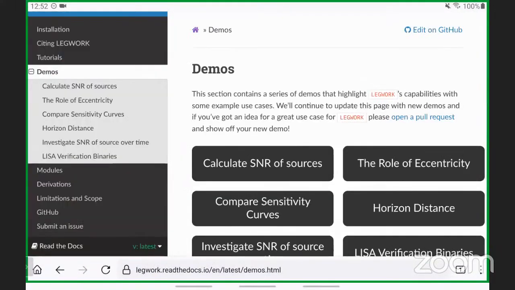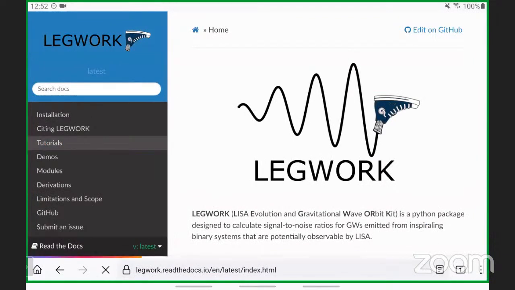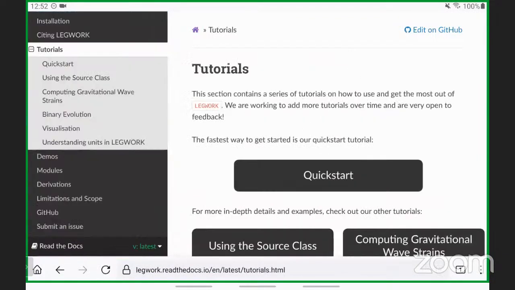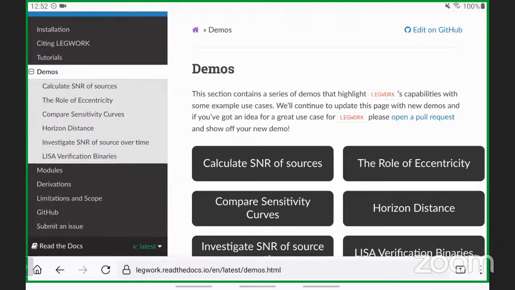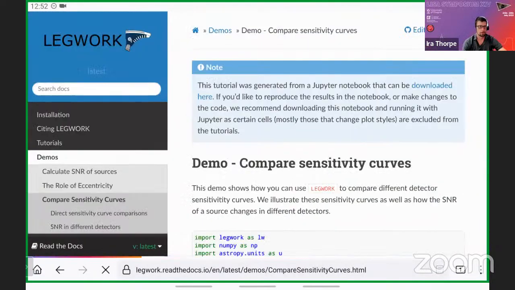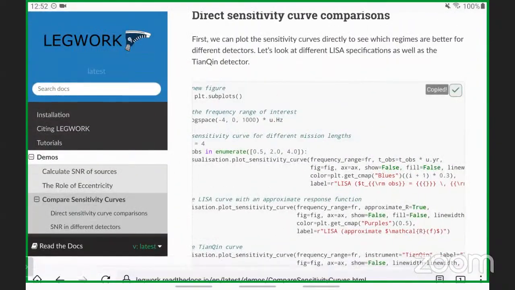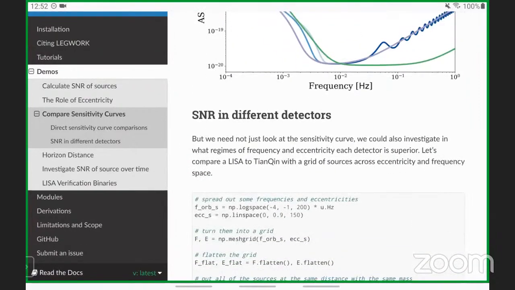Yes. So if you just go to legwork.readthedocs.io, you'll see this. And we have a series of tutorials of various different things you might want to do, and also demos. So for my presentation, I stole a lot of them from here. Like the comparing sensitivity curve ones here as well. All of the code is there for you to copy. A little copy button appears on the top right. So yeah, it's all out there.